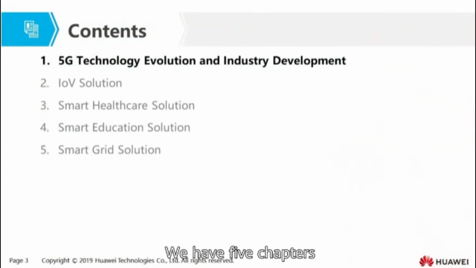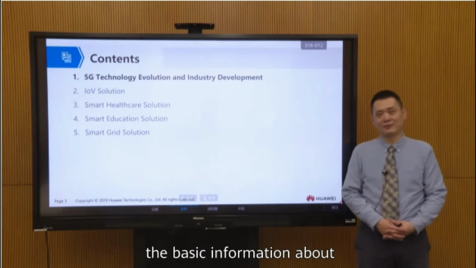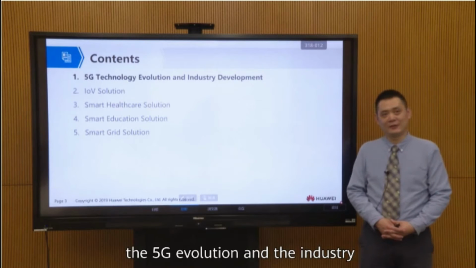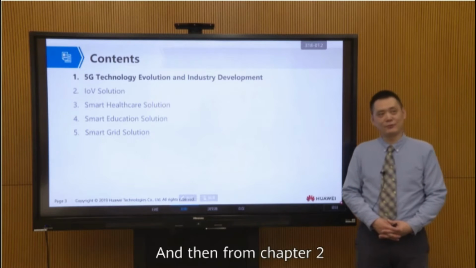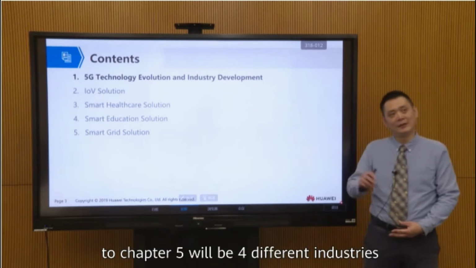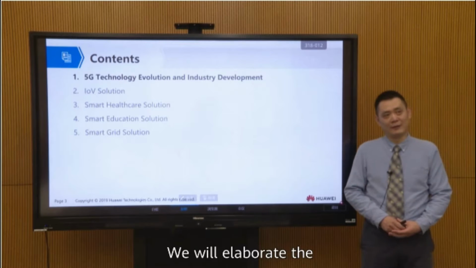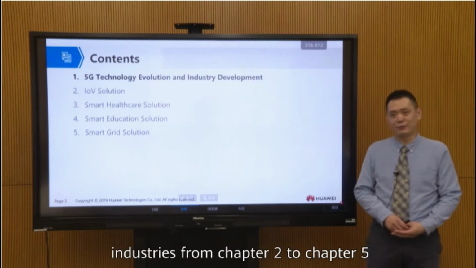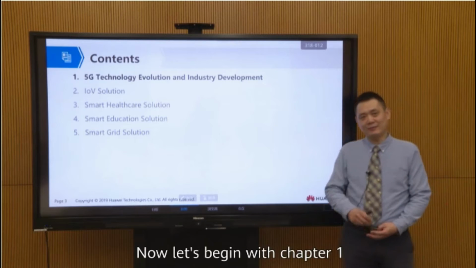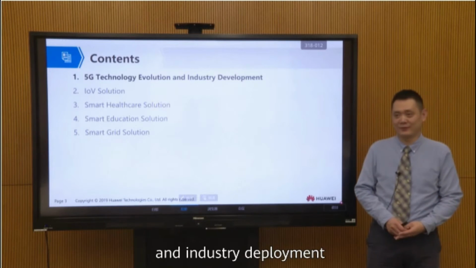We have 5 chapters. The first chapter will give us the basic information about the 5G evolution and the industry. That is the background information. And then from chapter 2 to chapter 5 will be 4 different industries. We will elaborate the industries from chapter 2 to chapter 5. Okay. Now let's begin with chapter 1, 5G technology, evolution, and industry deployment.